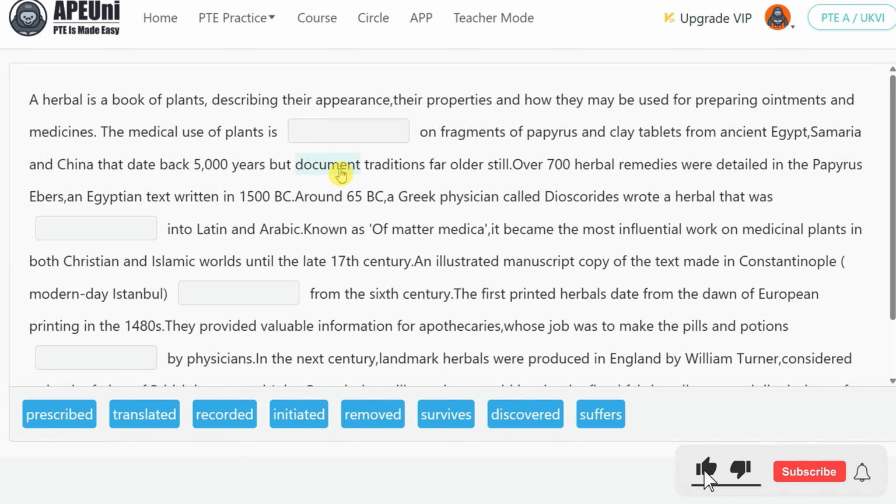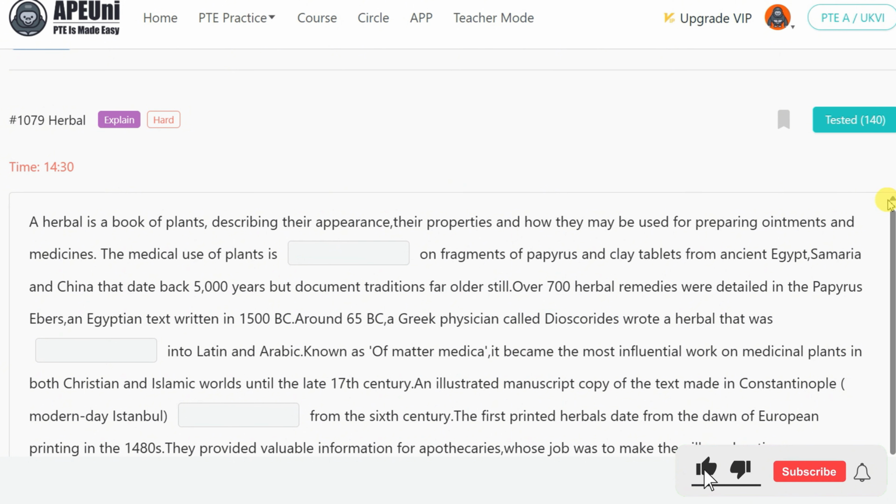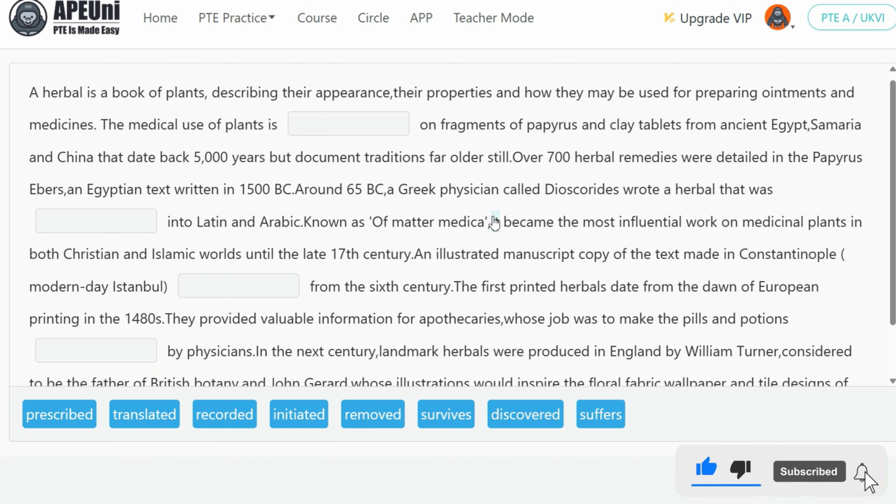Highlighting ancient documentation, translations, and the lasting influence of key herbal texts on both Christian and Islamic medical traditions. Make sense? Now let's try to find out the right option for the blanks. As you all know, today we are doing reading fill in the blanks, not reading and writing fill in the blanks. That's why we are having drag and drop options, right? In reading fill in the blanks, we always have drag and drop options, not drop down menu, right?